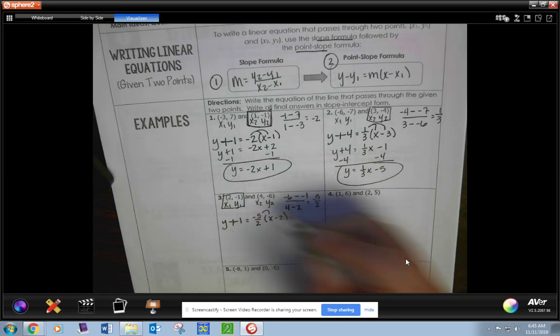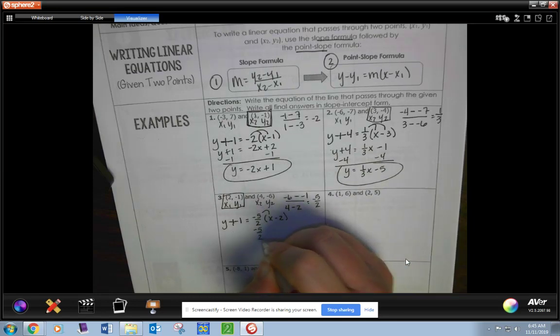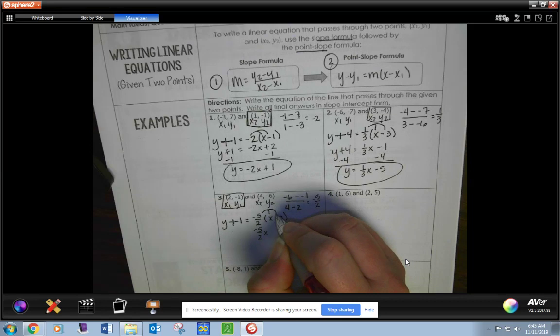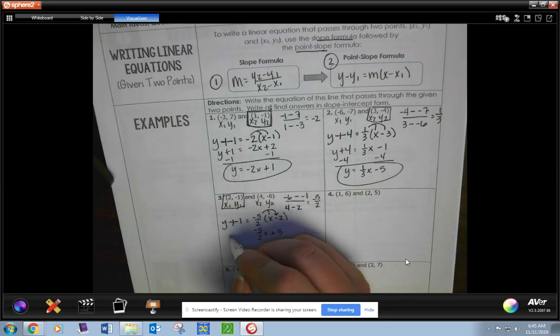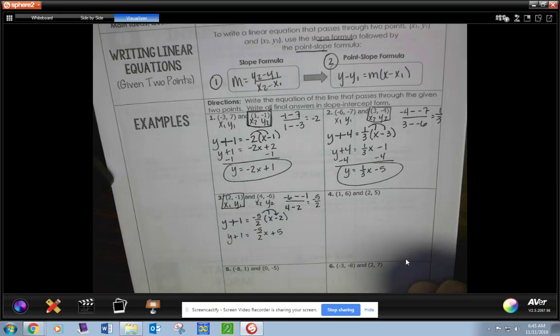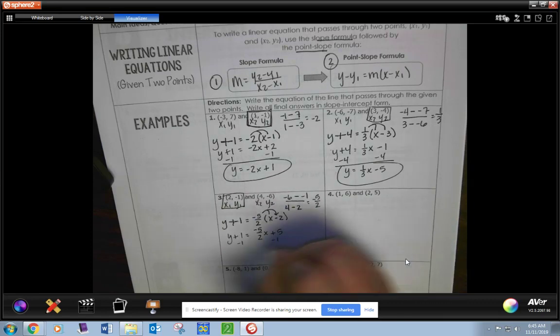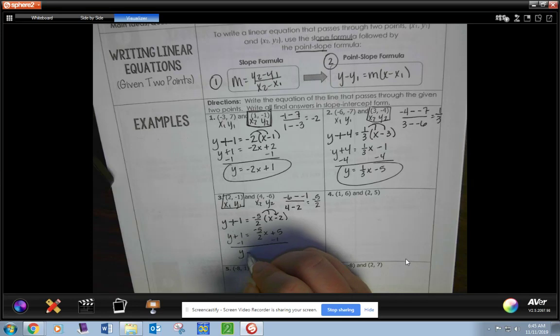Negative 5 over 2 times x is negative 5 over 2x. And negative 5 over 2 times negative 2 becomes positive 5. Or if you need to use the calculator for that, go ahead and use the calculator. I'm going to bring down y plus 1 equals. And now to get y by itself, I just need to subtract 1. This gives me y equals negative 5 over 2x plus 4.